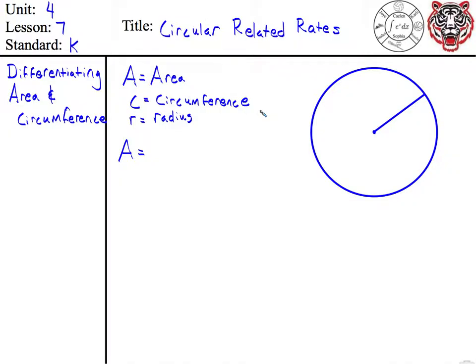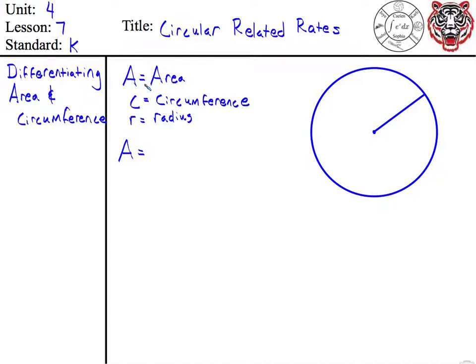All right, so we have the setup ready. Let's knock down our setup. So differentiating area and circumference. When I say differentiate, what does that mean? Derivative. Yeah, so find the derivative.